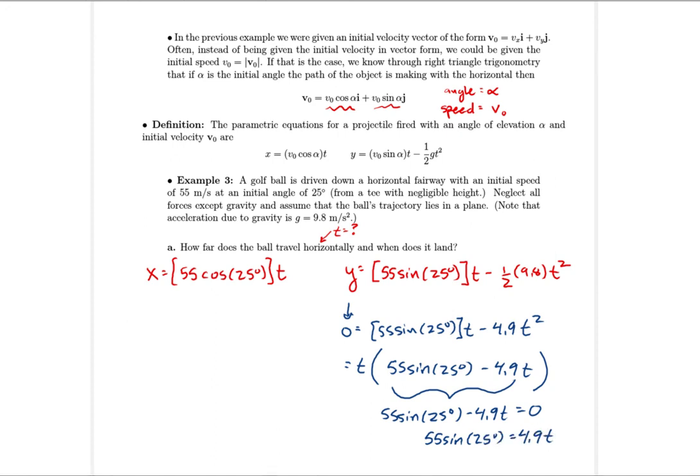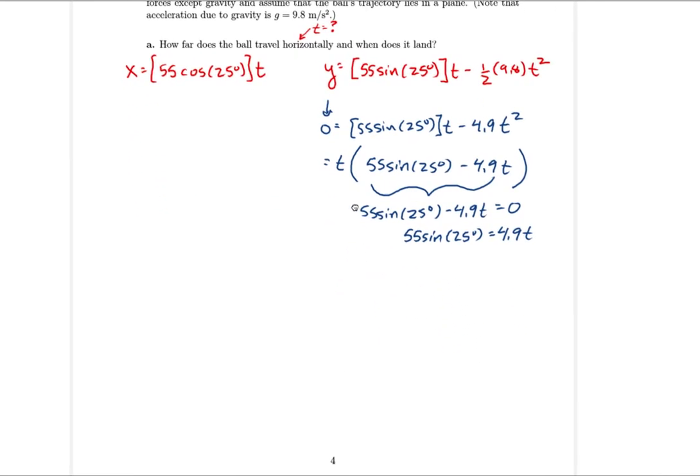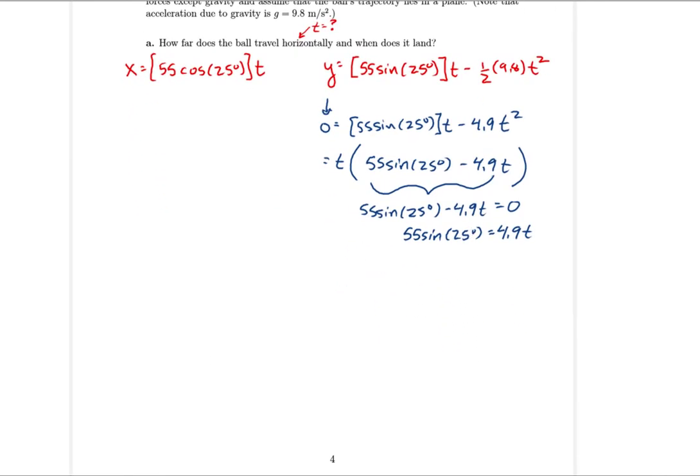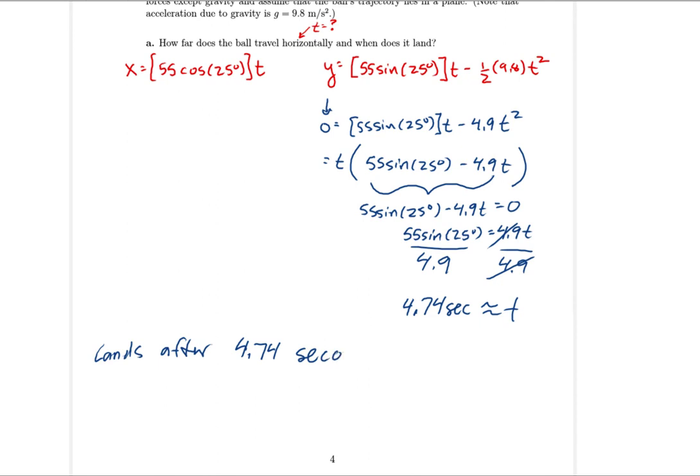All right, solve for that as an approximation. So when I divide both sides by 4.9, what I get is that t is approximately 4.74 seconds. So that's the when does it land. It lands after 4.74 seconds. If you're a golfer, you kind of think, does that make sense? And yeah, if you hit a decent shot, it should hang up there a little while.